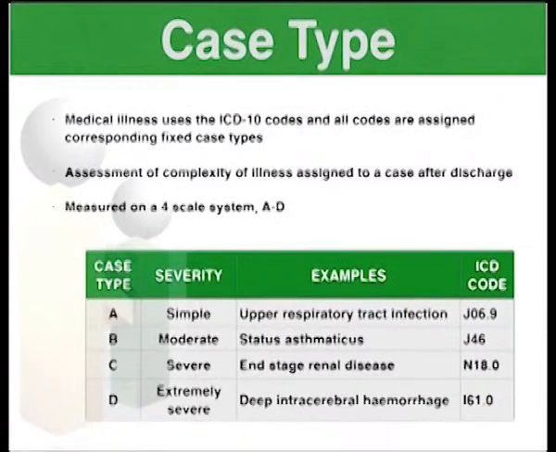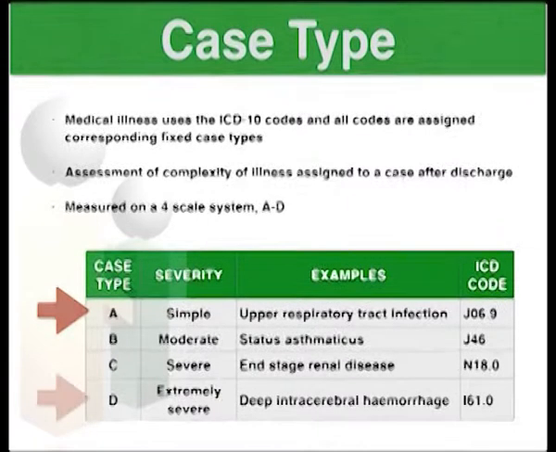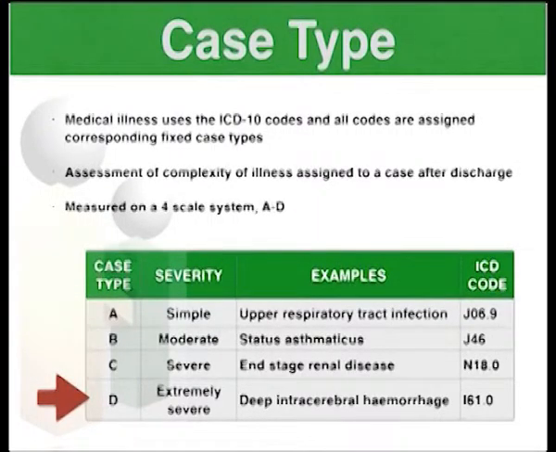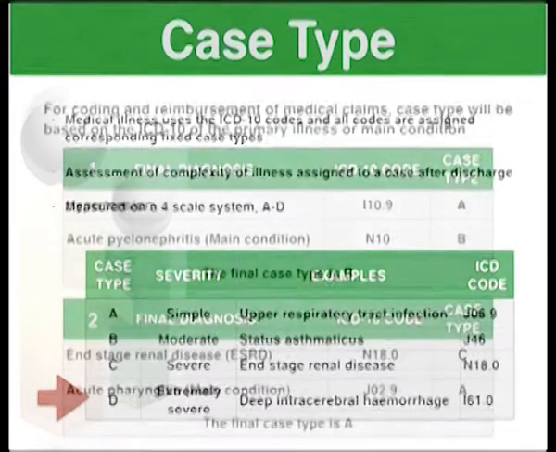All medical illnesses now coded using ICD-10 are assigned corresponding fixed case types. Based on PhilHealth Circular 18-2009, case type is defined as an assessment of the complexity of illness after discharge. The complexity is measured on a 4-scale system, with case type A being the least complex or simple. Example is upper respiratory tract infection. And case type D as the most severe. Example is deep intracerebral hemorrhage.